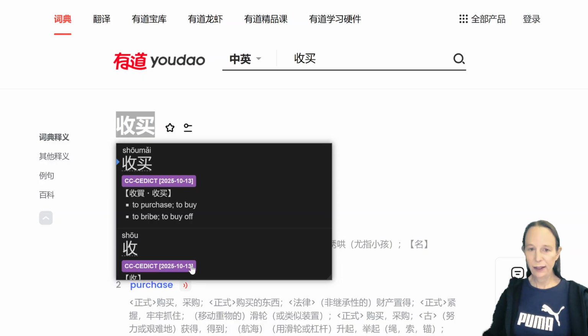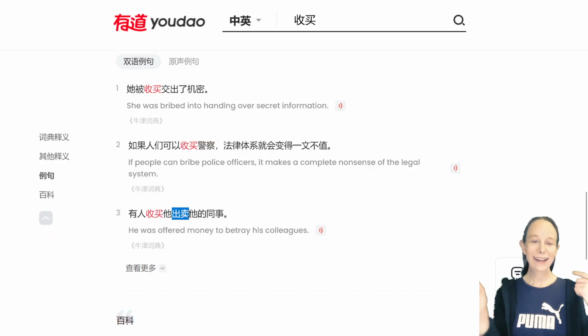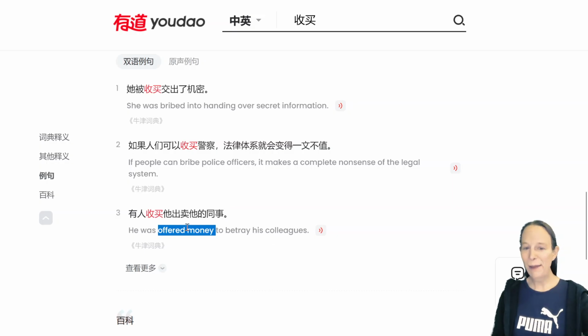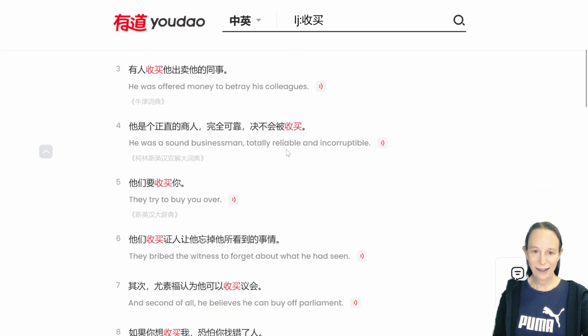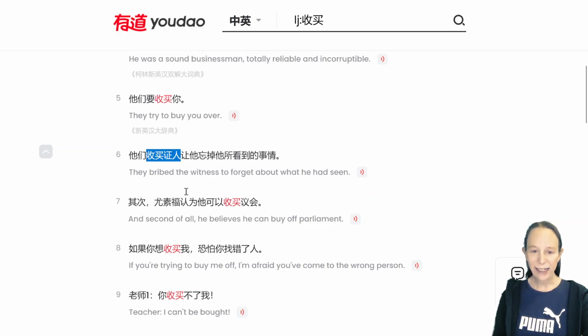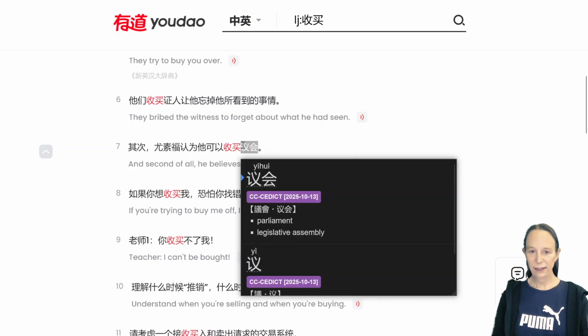I don't know. Is it normally used for like bribing? Bribe? 收买他出卖他的同事. So someone bribed him to, yeah, 出卖 is another one, to betray his 同事 colleague. So he was bribed, offered money, but bribed to betray his colleagues. Wow. 收买证人, bribe the witnesses. 收买议会, parliament. 议会 is parliament.